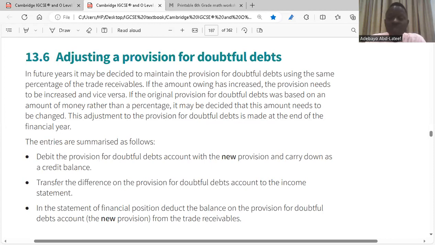But if the value of your credit customers increases, you have to increase your provision for doubtful debt. Because the more credit customers you have, the more likelihood that you have higher debt that goes bad. That is why you have to increase your provision for doubtful debt. Is it clear? Yes.